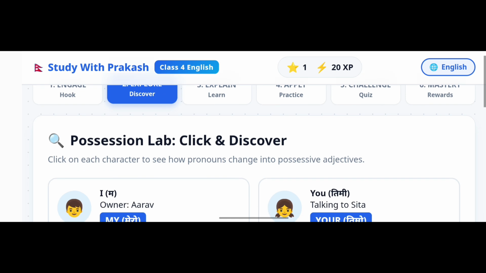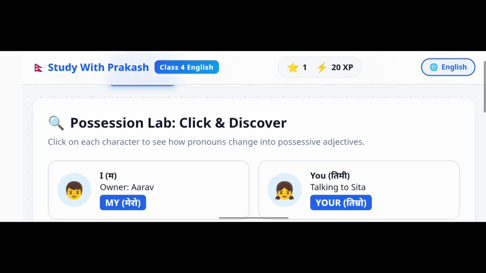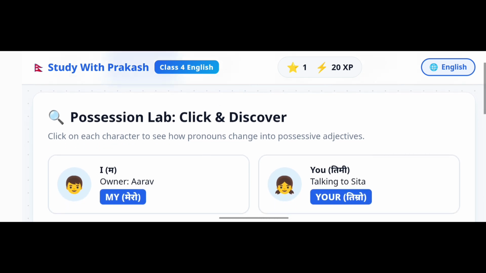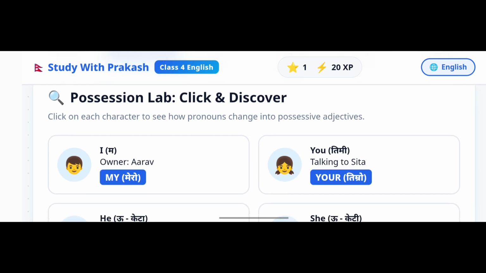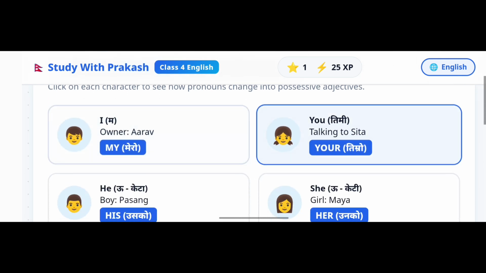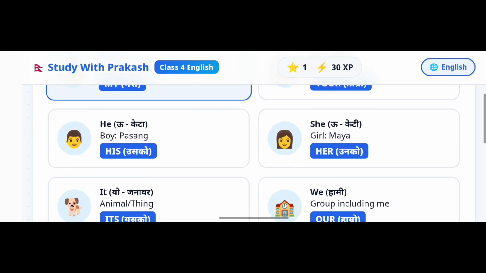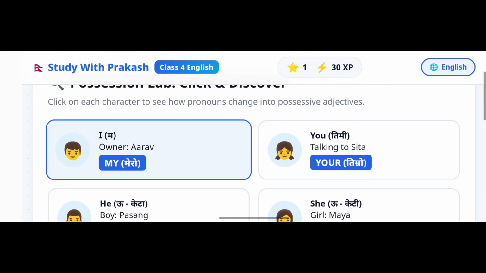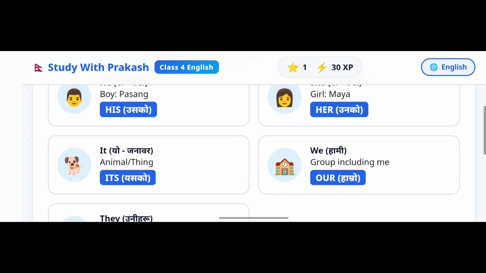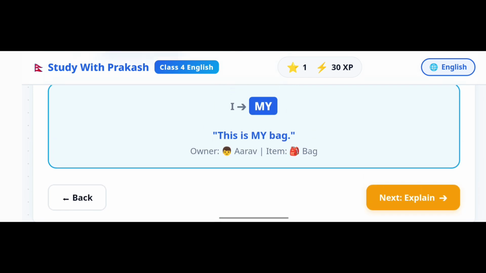Now we will explore something. Possession lab. Click and discover. Okay, now I will click on I. Look here. After I, this is I. The possessive adjective of I is my. And this is my bag. Who is owner? Arab is owner, and the item is bag.